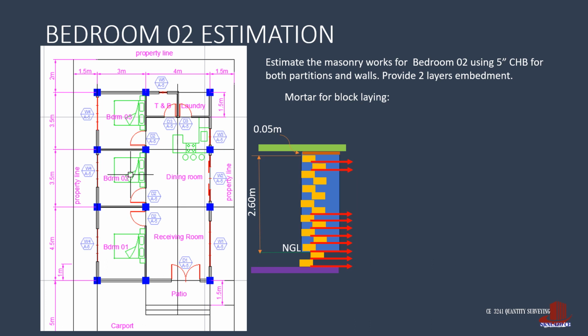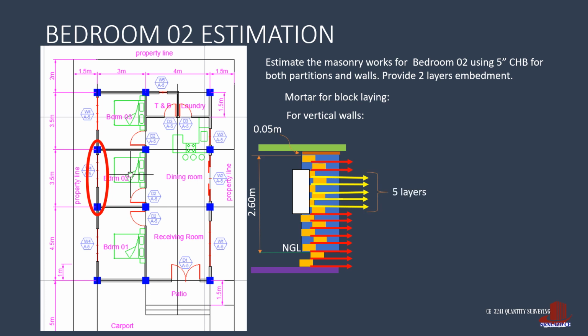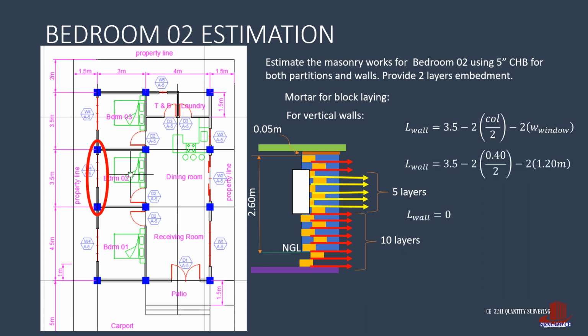Now solve for the volume of the exterior wall. This is the wall with a 1.2 meter high window. By reflecting the window to the wall, there are 5 layers of block-laying mortar which were affected, meaning they have shorter lengths. The length is taken as the on-center distance of 3.5 less twice of half of the columns on both ends, minus the 2 pairs of 1.2 meter width of the window. The length of the wall on these layers turned out as 0.70 meter.